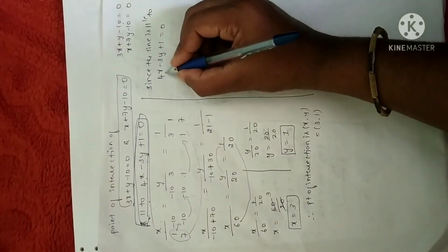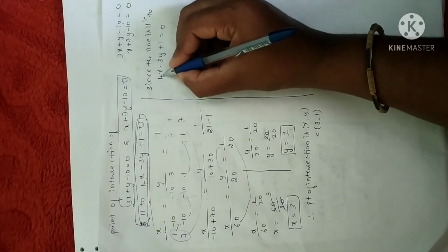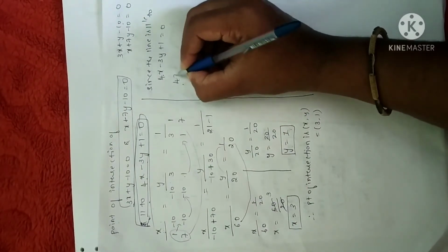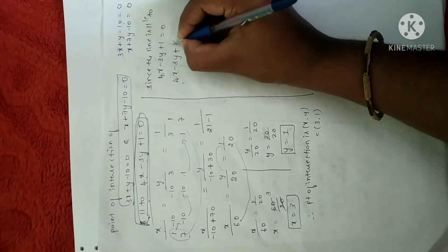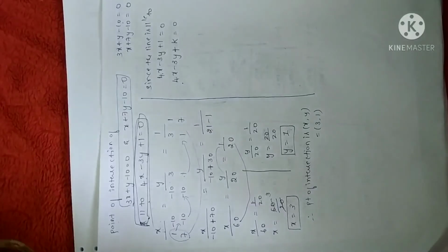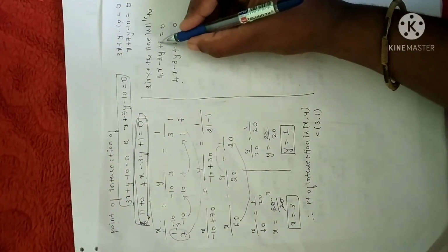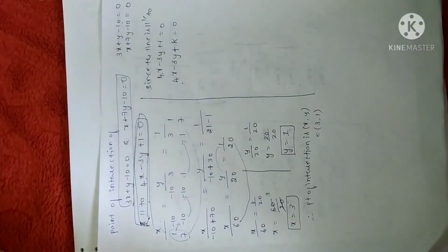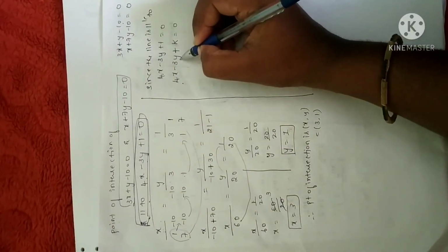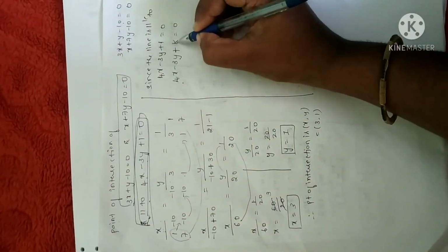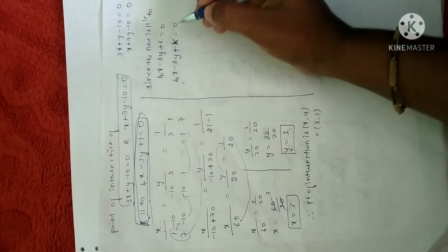So whenever the line is parallel, we have to assume, as it is, 4x minus 3y. Just replace the constant without changing the sign. So I have constant 1 here. I have replaced 1 with k. Is this clear? 4x and 3y you have to write as it is. You have to replace the constant with some other variable, say k.